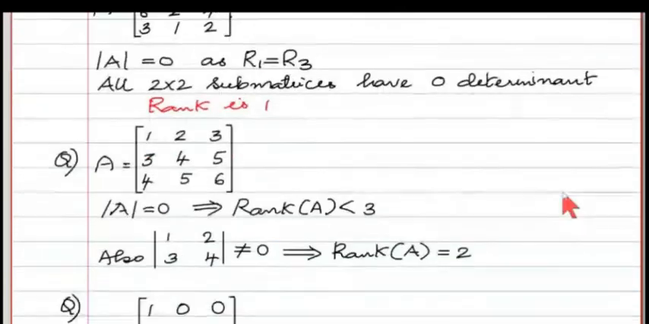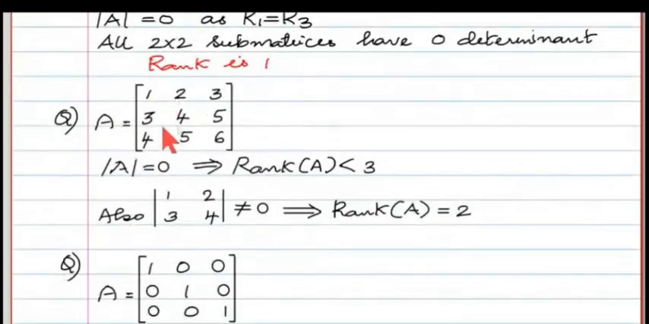Therefore, rank is 1. Another question, A equals 1, 2, 3, 3, 4, 5, 4, 5, 6. So the determinant of A is 0. Therefore, rank must be less than 3, since the number of rows is 3. Also, here the determinant of one of the submatrices is not equal to 0. Therefore, rank equals 2.